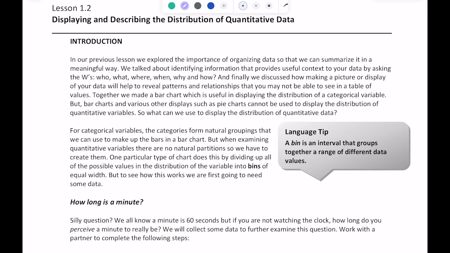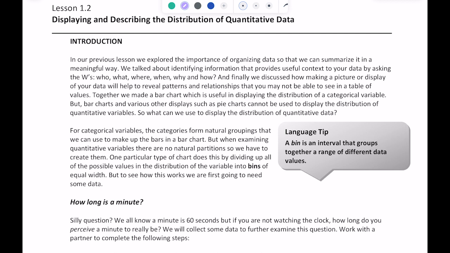In this lesson 1.2, we're going to look at displaying and describing the distribution of quantitative data. So in the last lesson, we looked at how to display distributions of categorical data. And if you'll recall, we used bar charts. You can also use pie charts, segmented bar charts, also Pareto bar charts. When we're dealing with quantitative data, however, we cannot use those displays. We have our own set of displays.